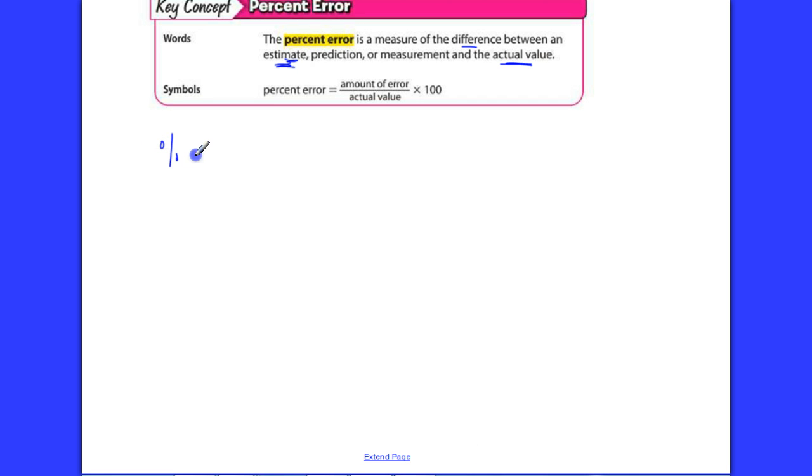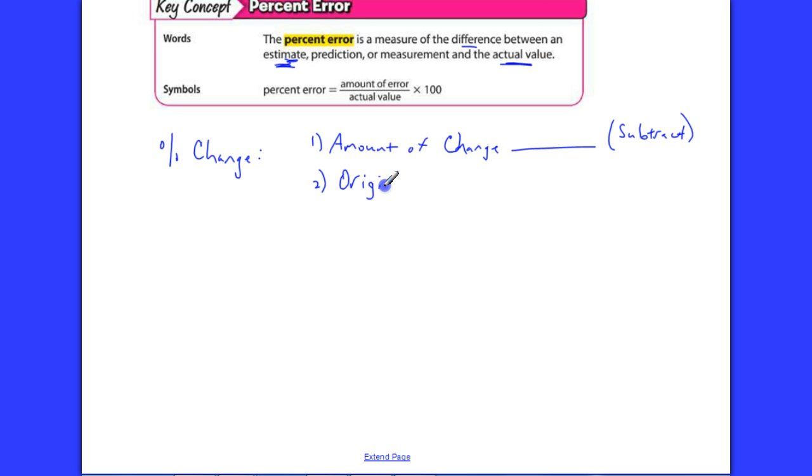To find the percent of change, you need to find two things. The first thing that you need to find is the amount of change. You have to know what that is. And usually we subtract to find that, because they would give you an original, they would give you what it was after it changed, and you would subtract those things. So usually you subtract to find that. And then the other thing that you need is the original amount. That's a G right there, original amount.